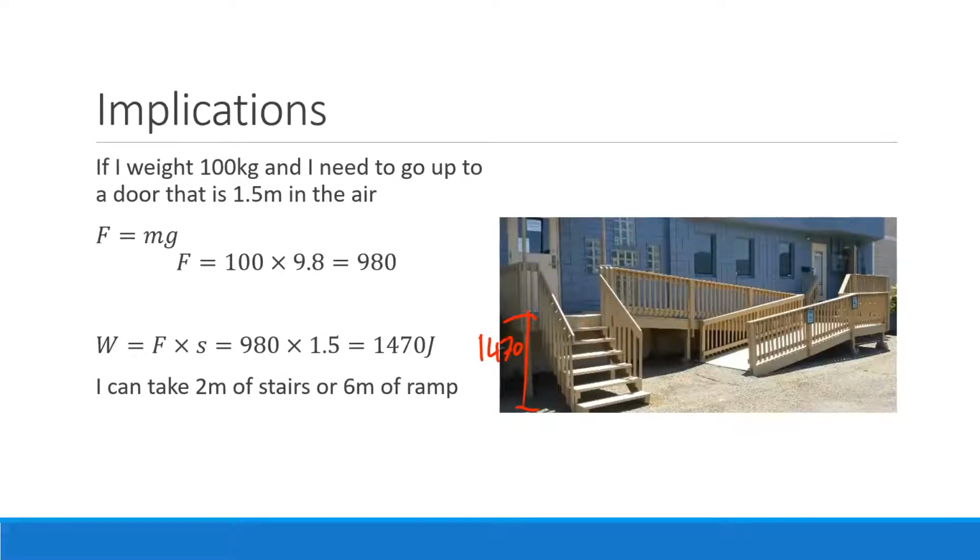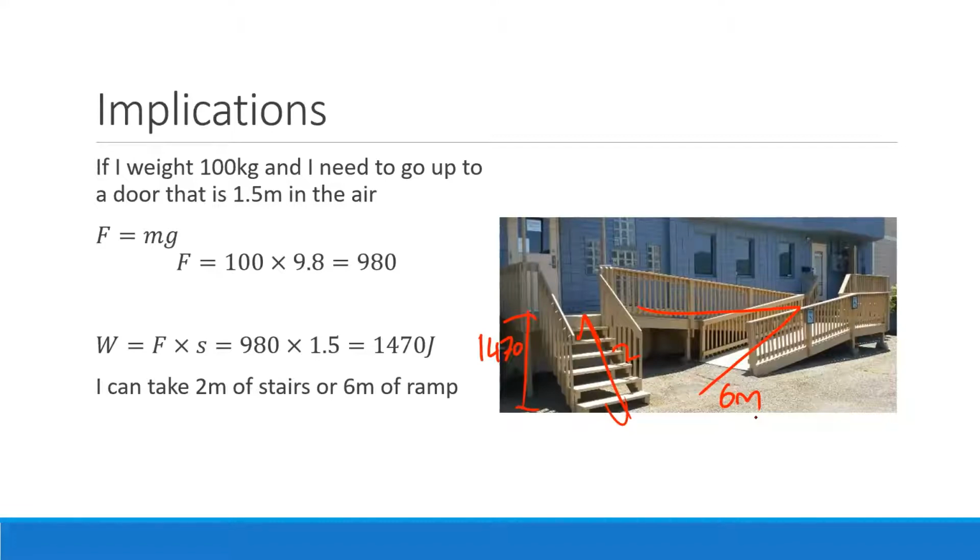Now I can expend those joules in two ways. I could go up the 2-meter stairs, or I could go up the 6-meter ramp. I've changed the answer. It used to be 5 meters, I changed it to 6 meters. Essentially we could take that work, that 1470, and figure out how much force I will need if I go up the 2 meters. If I divide it by 2, that's going to be about 750. But if I divide it by 6, that's going to be a lot smaller.